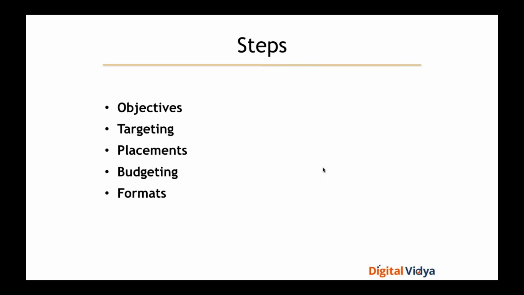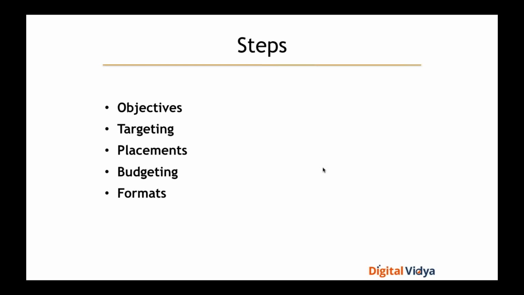options. Okay, so let's just do a very quick revision. What are the different kinds of objectives that we looked at? Okay, so awareness was one category. There's traffic for sure. Then there is lead generation. Very good. Then app installs, engagement.